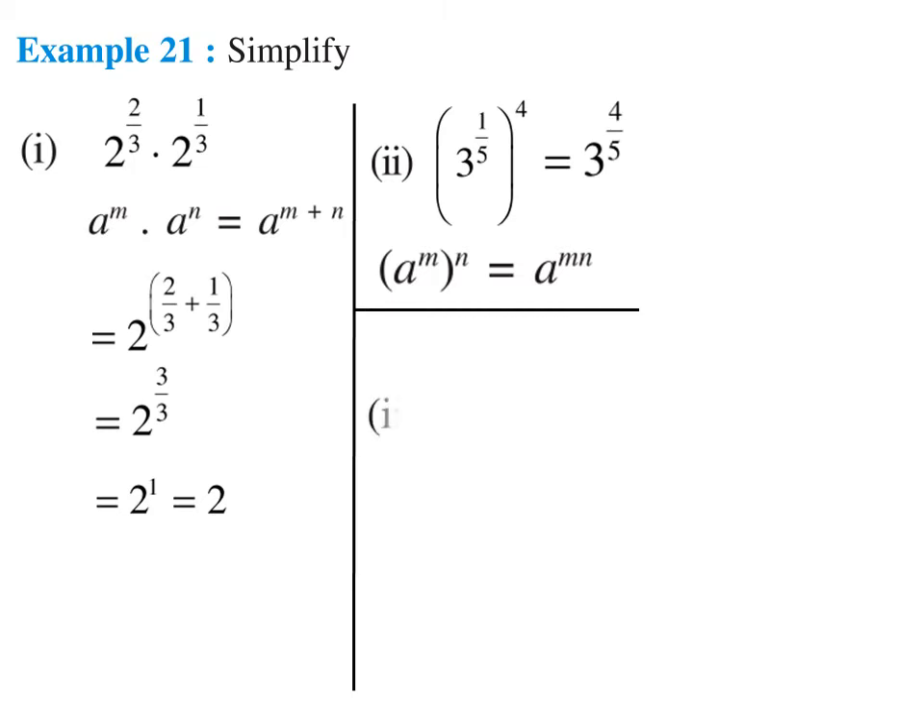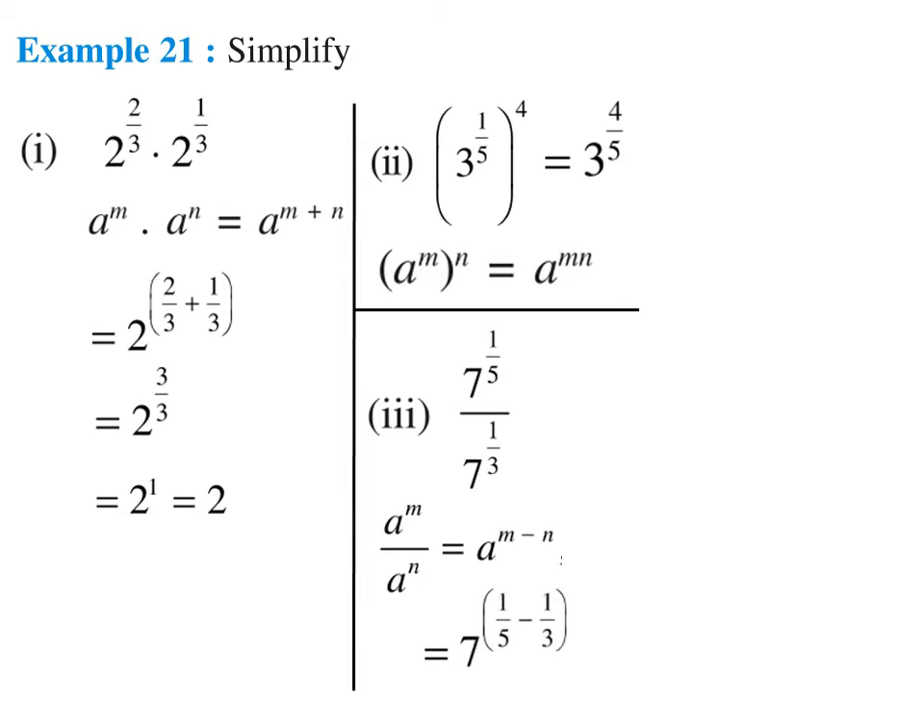Now the third question. The third question is 7 to the power 1 by 5 divided by 7 to the power 1 by 3. Now we have to solve this question. Which property will we apply? The property is a to the power m divided by a to the power n, so we can write it as a to the power m minus n. In place of m, I can write 1 by 5, and in place of n, 1 by 3. So my answer will become 7 to the power 1 by 5 minus 1 by 3.